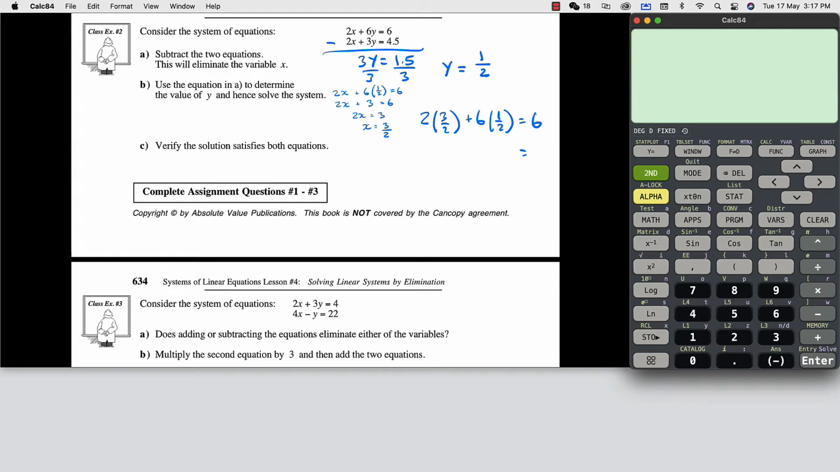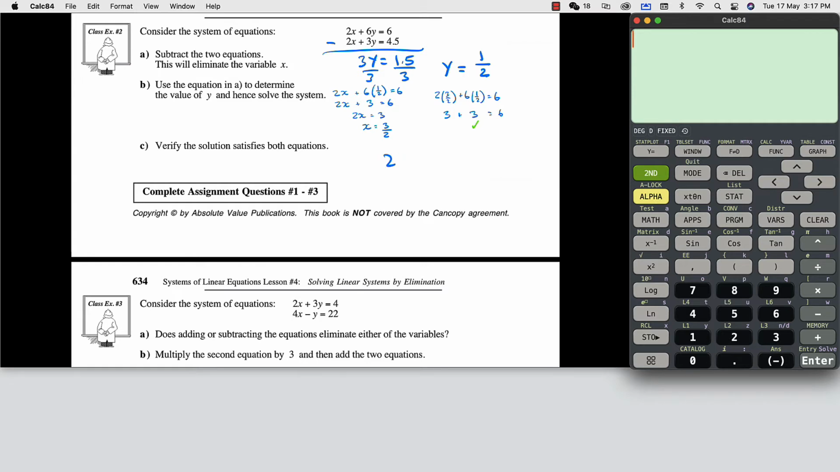So 2 times 3 is 6, divided by 2 is 3. 6 times 1 is 6, divided by 2 is 3. Does 3 plus 3 equal 6? Yes, sir. Okay, and the second equation should work out. Pretty certain of that. What do we have?